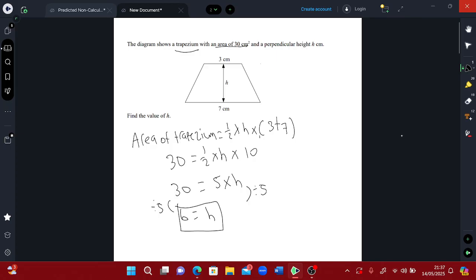So the idea of these sort of questions, like with most questions, if you have an unknown, work with what you know. So if we know the area is 30, well, we should know the area of a trapezium. And it's this formula here. And then you can go from there to work out h. So, yeah, something like that then. Hopefully made some sort of sense there.